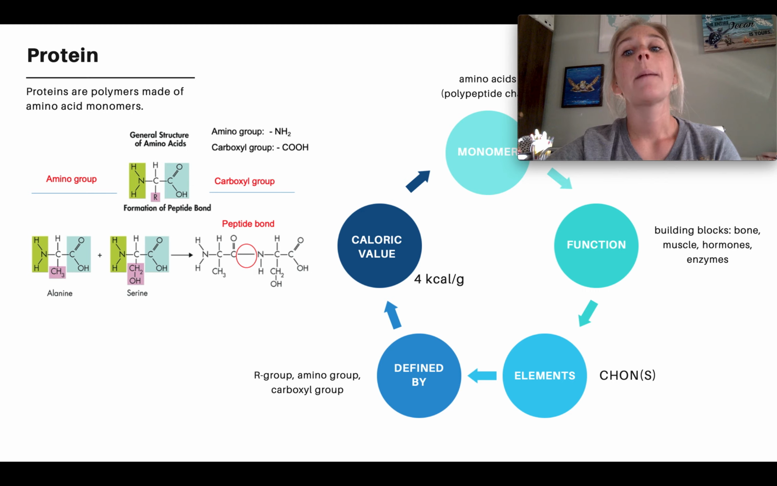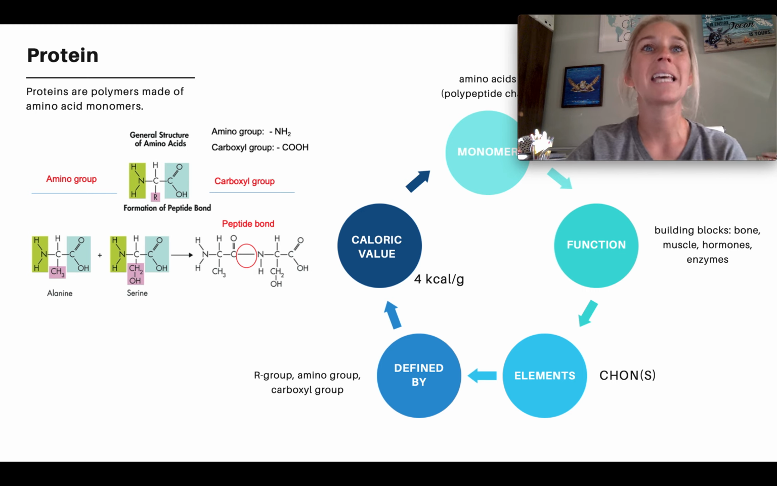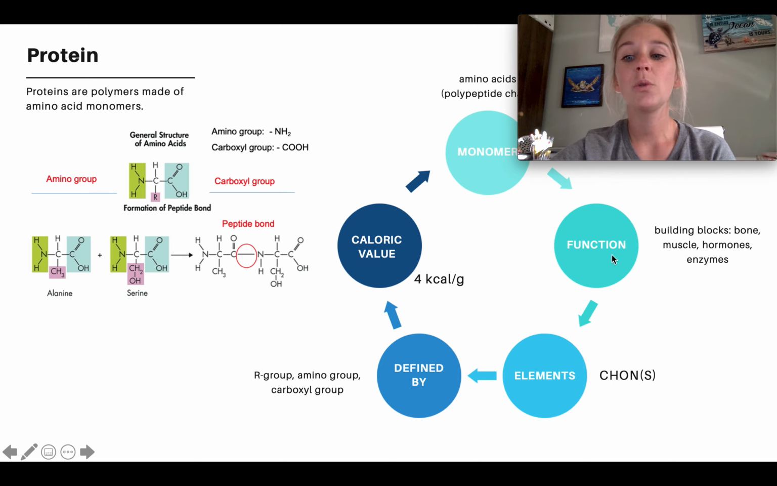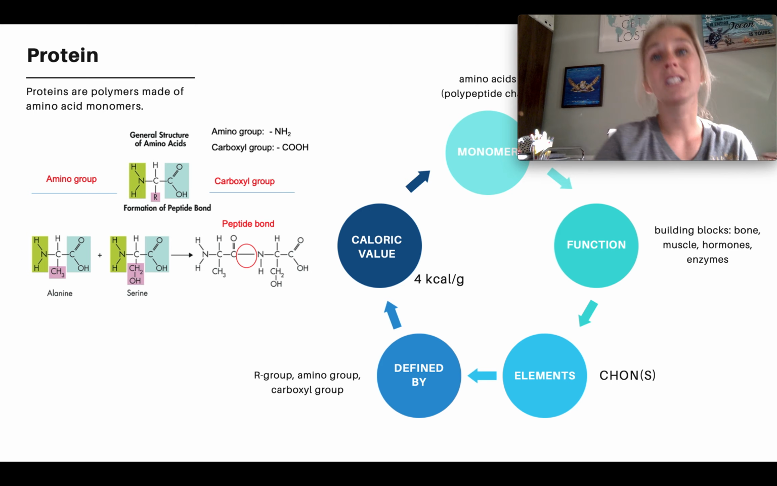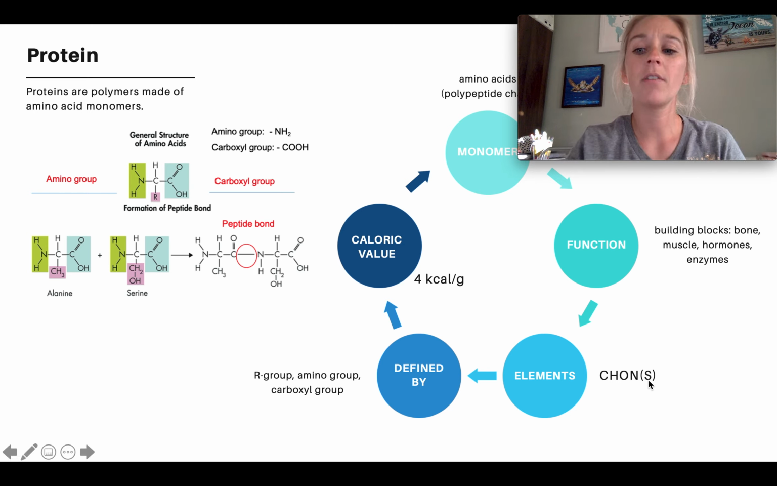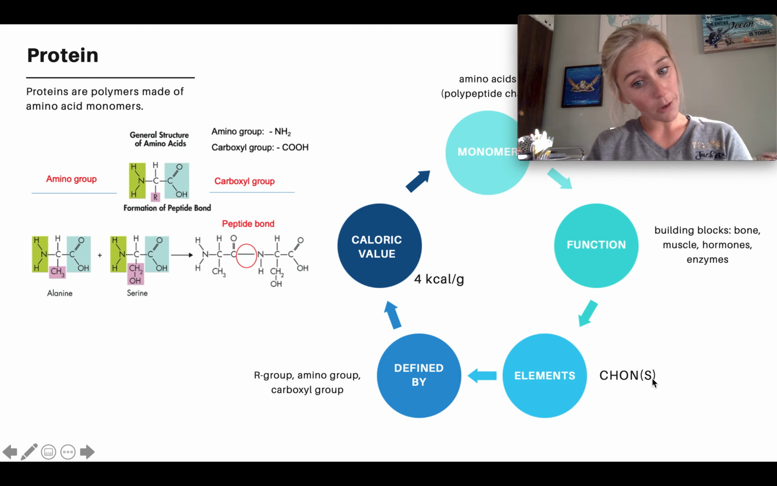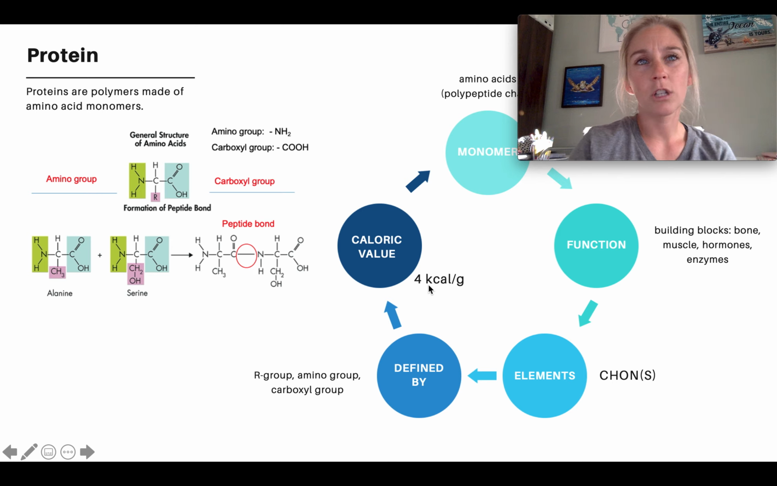Proteins are made up of amino acids, and these amino acids are linked by peptide bonds. A chain of amino acids is called a polypeptide chain. So sometimes you might hear a protein being referred to as a polypeptide chain. They are used as building blocks. They're really good for building bone, muscle, and hormones. They're used as enzymes, and we're going to get to enzymes in just a second. They are made up of the elements carbon, hydrogen, oxygen, nitrogen, sometimes sulfur. They can be defined by their shape. They all have an R group, an amino group, and a carboxyl group. And they also provide 4 kilocalories of energy per gram.